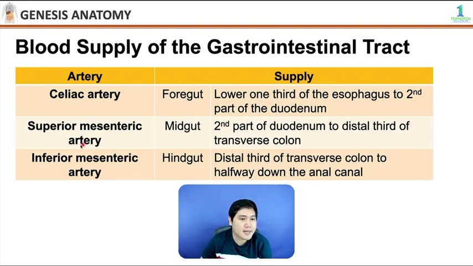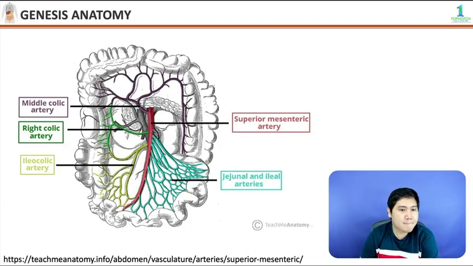Your superior mesenteric artery will supply your midgut, which covers the second part of the duodenum to the distal third of the transverse colon. Your inferior mesenteric artery will supply the hindgut, which includes the distal third of the transverse colon up to the upper half of the anal canal.